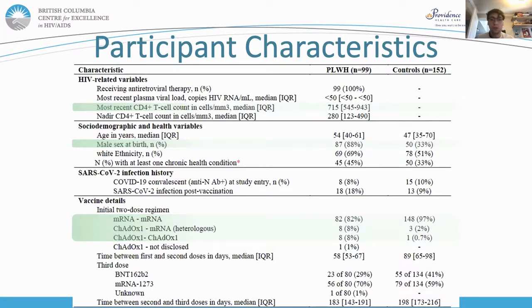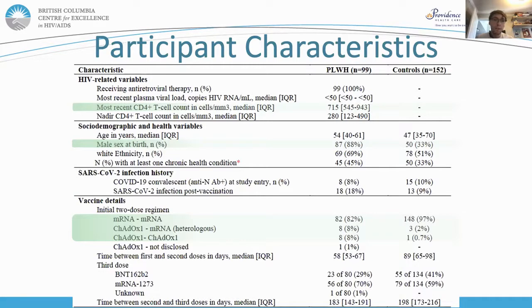At the bottom, you'll also notice some information regarding vaccination status. Most of our participants across both study groups received an mRNA vaccine from either Pfizer or Moderna as part of their 2 initial vaccinations for COVID-19. In the people living with HIV group, there were a subset of participants who received 1 AstraZeneca dose followed by an mRNA, and then another population who received 2 AstraZeneca doses. And you can see each of those account for about 10% for that group.